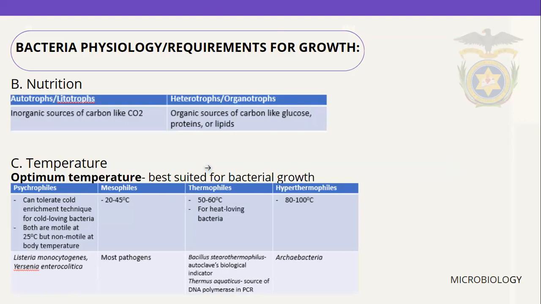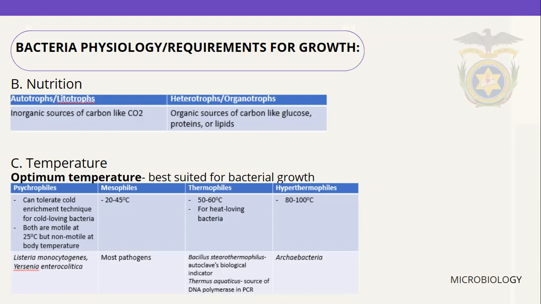Next, we have the nutrition: autotrophs or lithotrophs versus heterotrophs or organotrophs. So autotrophs use inorganic sources of carbon like CO2, and heterotrophs use organic sources of carbon like glucose, proteins, or lipids. So for the next one, we have the temperature, and guys, optimum temperature is best suited for bacterial growth.